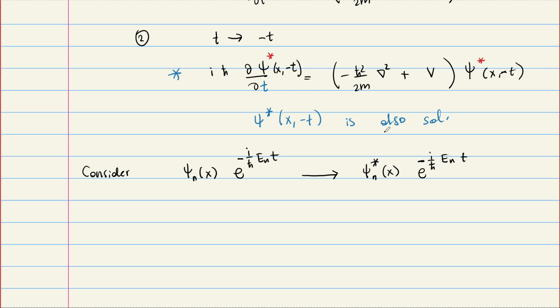Therefore, comparing this and this, if you have a solution ψ_n, you also have a solution ψ_n star. So this comes for free. And what we see from here is that time reversal, or motion reversal, has to do with complex conjugation.